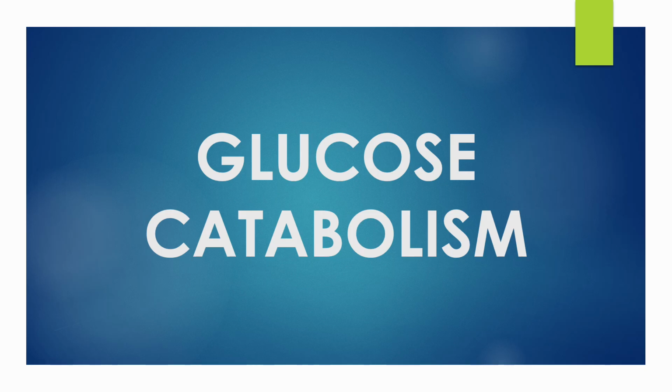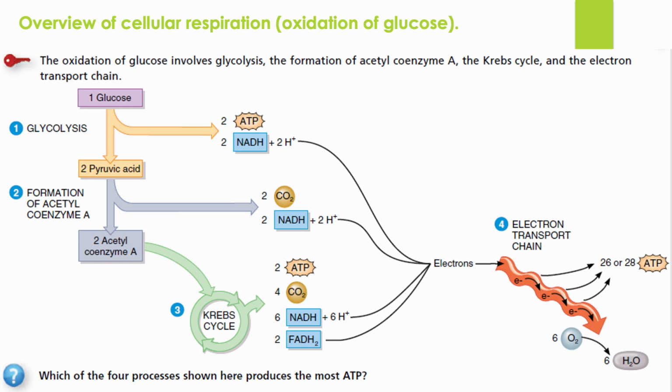Now, we will learn about glucose catabolism. Oxidation of glucose to produce ATP is also known as cellular respiration, and it involves four sets of reactions. The first one is glucose turned into pyruvic acid, which is known as glycolysis.